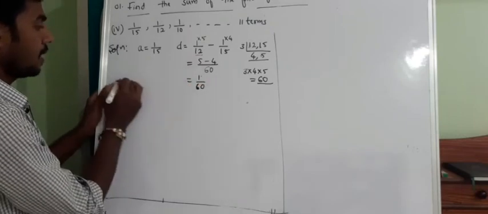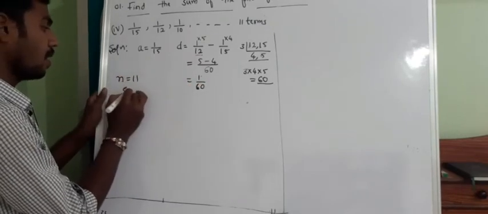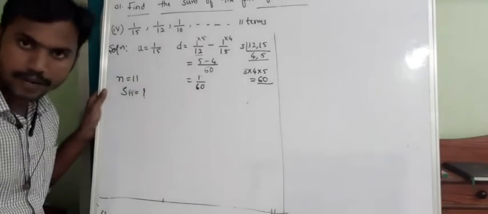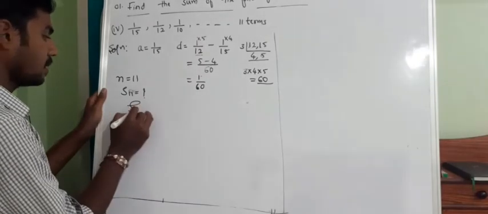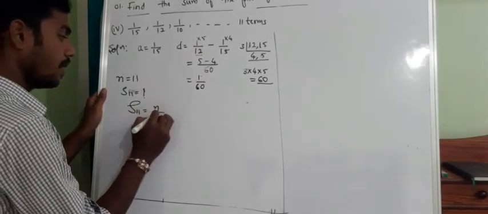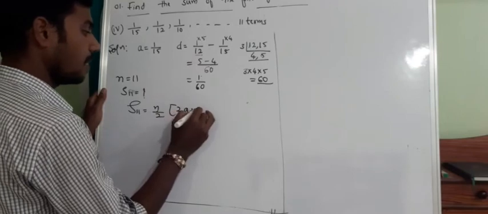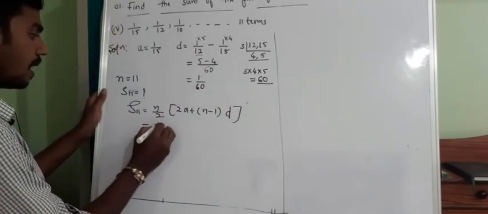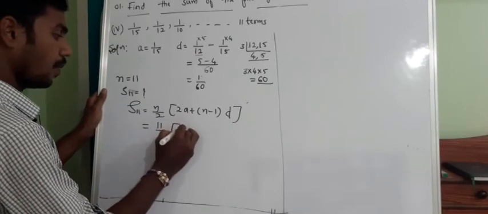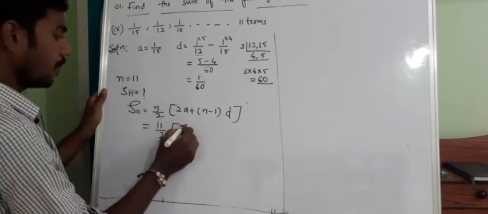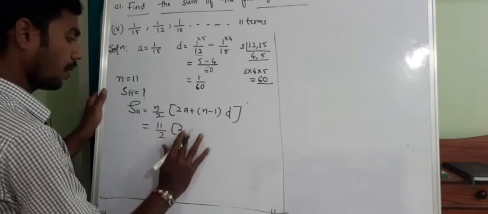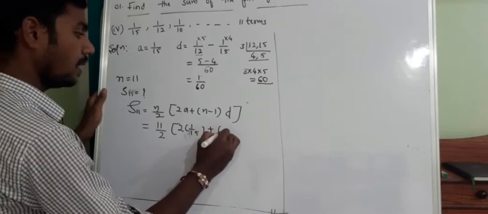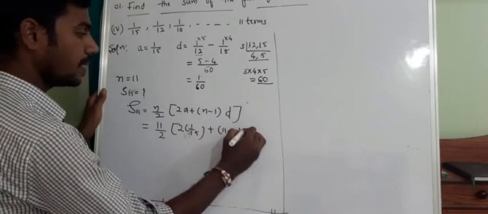Next, n is equal to 11. We need to calculate sum of first 11 terms. Fine. So what is the formula? S11 is equal to n by 2 into 2a plus n minus 1 into d. Fine. What is n? 11 divided by 2. 2 into what is a? a is 1 by 15. Plus what is n? 11 minus 1. What is d? 1 by 60.